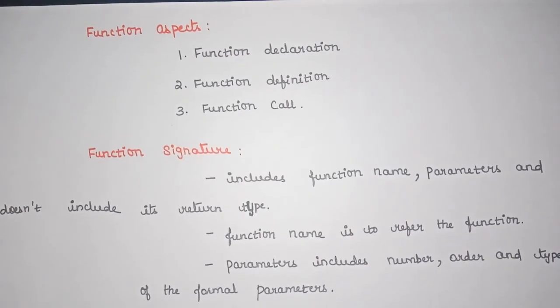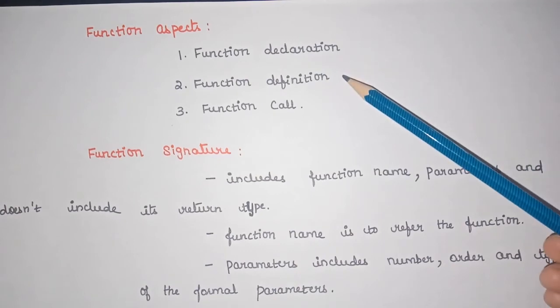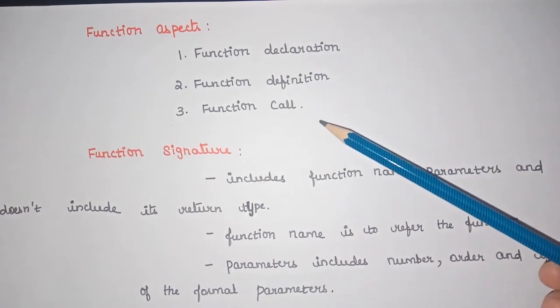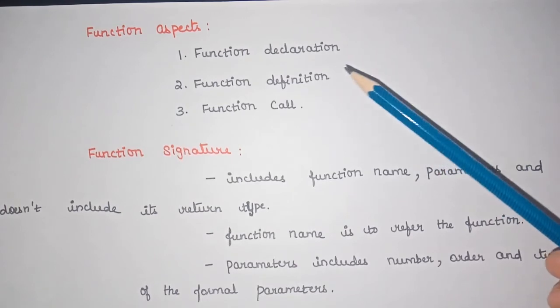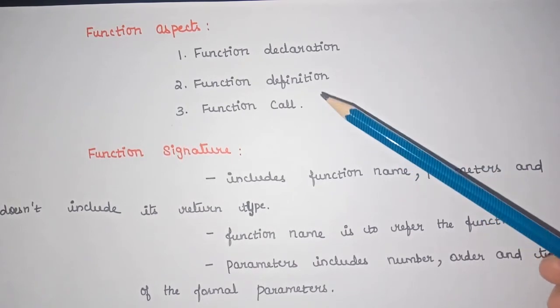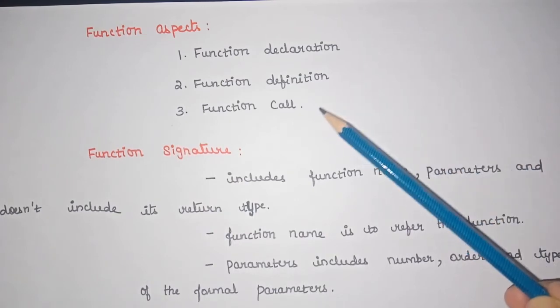Then coming to what are all the aspects of a function. Also we can say structure of a function, how a function is used in a C program. What is the structure of a function? So here the structure includes three components, that is function declaration, function definition and function call. These three are the components of a function, and this is also called the function aspects. So a function comes in a declaration way, then a definition way, and in a function call.